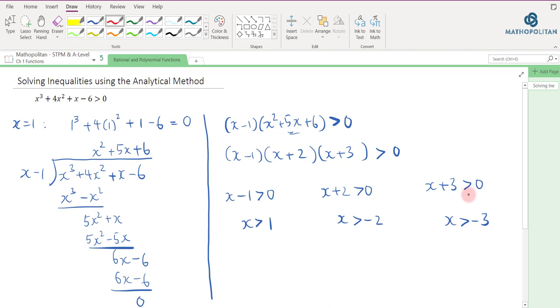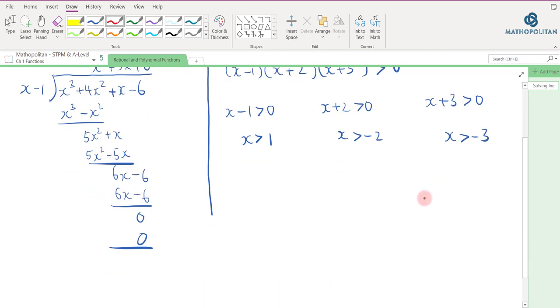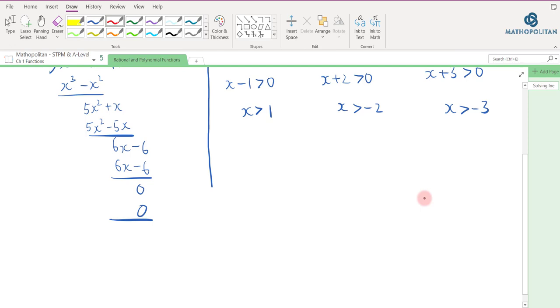From there, we can draw the number line for all these three. So let's start. I'll draw a line across and label the numbers in ascending order. So we have negative 3 here, negative 2, and then 1. Then I'll draw these vertical lines here. We'll start with the first one.